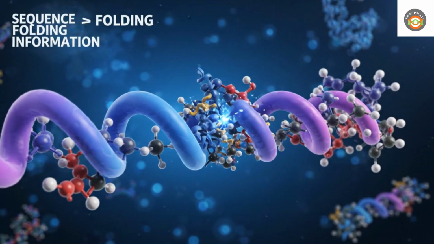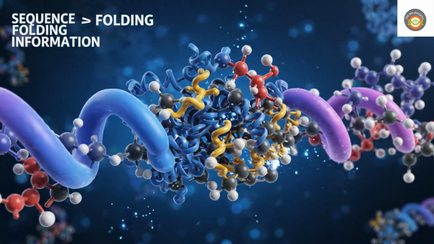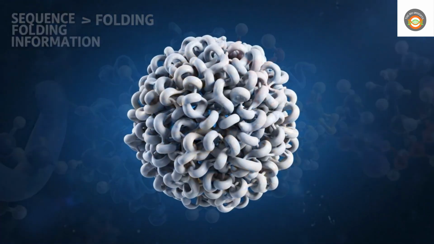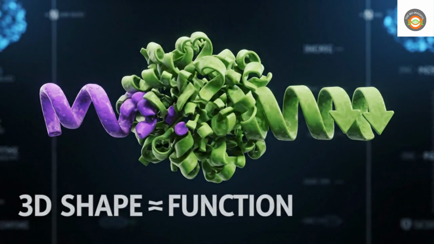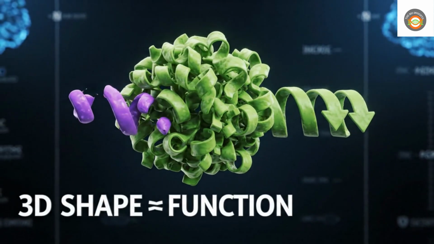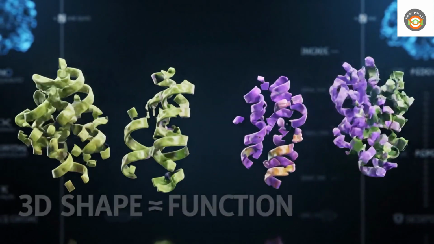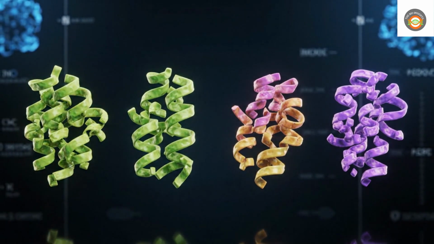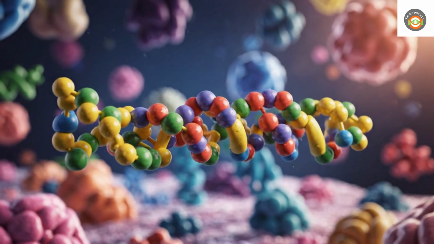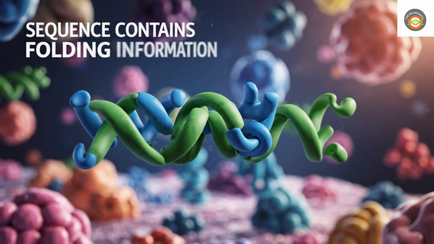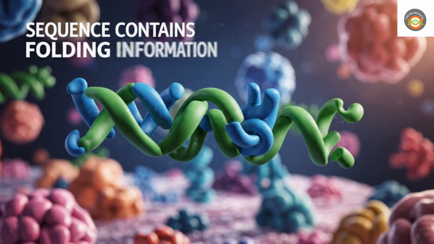The chemical properties of the side chains provide the information that drives the protein toward folding. Folding produces a unique three-dimensional structure that allows the protein to function. As Anfinsen demonstrated, the primary sequence contains the information required for native folding under physiological conditions.